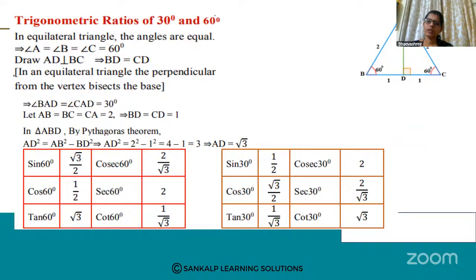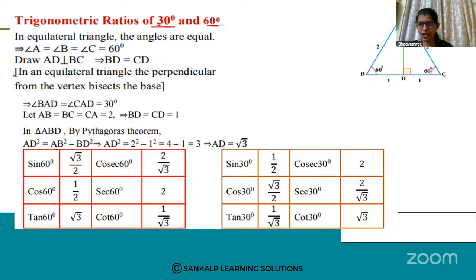Next, trigonometric ratios of 30 degree and 60 degree. This is very, very important. What are the values for 30 degree and 60 degree? See, now we'll take an equilateral triangle. Why? Because it is 60 degree. One angle is 60 degree, so the other two angles are also 60 degree. All three angles are the same, so it is an equilateral triangle, right? In an equilateral triangle the angles are equal. Angle A is equal to angle B is equal to angle C, that's equal to 60 degree.